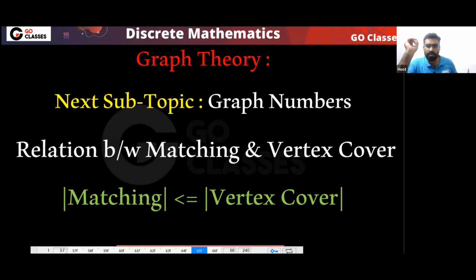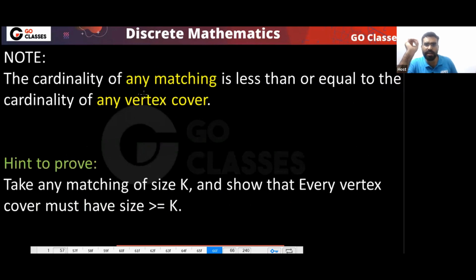So this is the idea: the cardinality, the size, of any matching. It does not need to be a maximum matching. The size of any matching is less than or equal to the size of any vertex cover. So this is interesting. And how to prove it? This is the hint to prove.